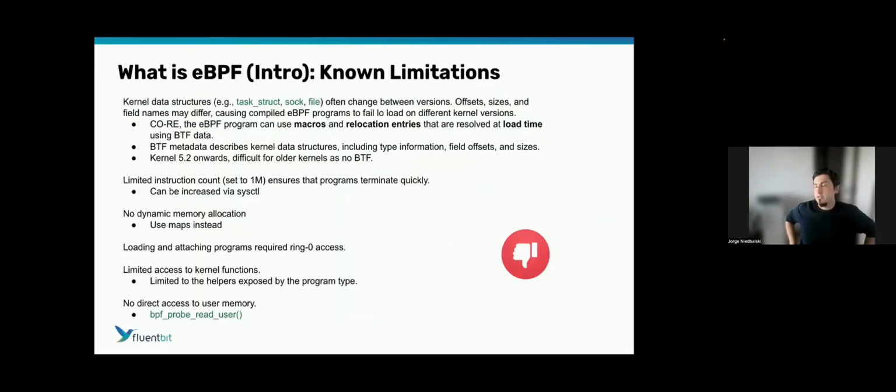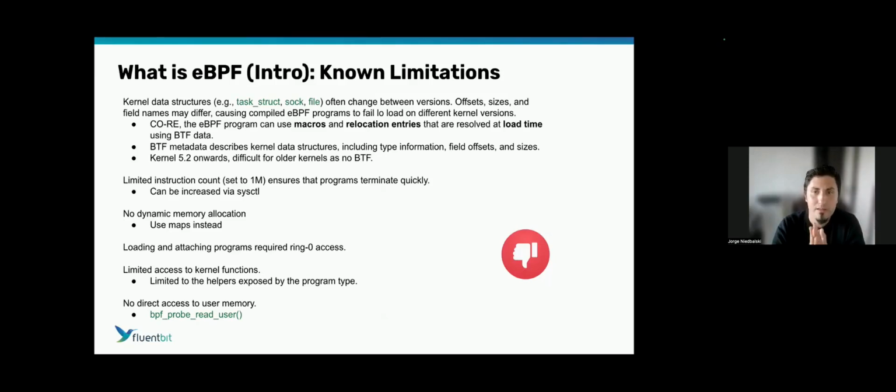Now, limitations. I know that there might be people here that know much more than myself in terms of what the limitations are. So these are the limitations that I found while experimenting and working with eBPF. One of the main limitations is with older kernels. Older kernels don't have what is called BTF. BTF is essentially metadata that describes the data structures: what is in them, what the fields are, what the offsets and sizes are. So when you are loading a program that uses some data structure, you can understand the relocation entries, and that can be resolved at load time.